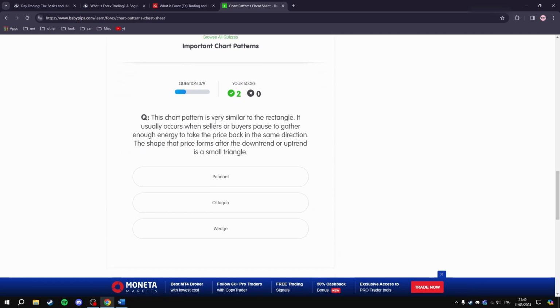This chart pattern is very similar to the rectangle. It usually occurs when sellers or buyers pause to gather enough energy to take the price back in the same direction. The shape that price forms after a downtrend or uptrend is a small triangle. That's a pennant, isn't it?